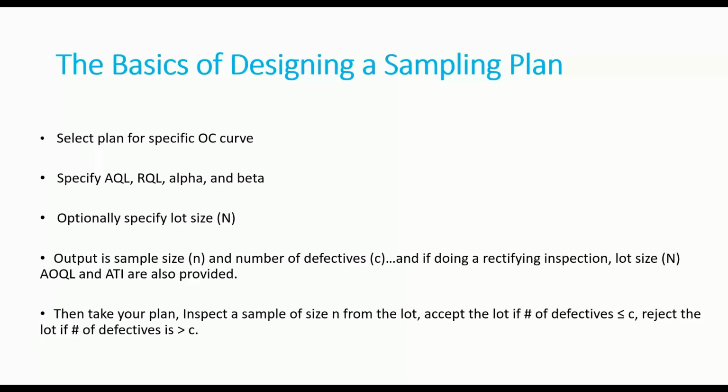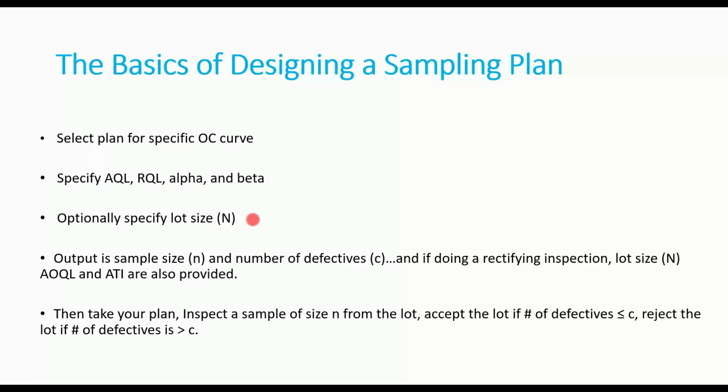Okay. So let's go ahead and look at the basics of designing a sampling plan. What we want to do is select a plan for a specific curve. So when we select the plan, it'll give us the curve in Minitab. We're going to specify our AQL. Here I called it an RQL, right? But that's the LQ, LTPD. We want our alpha, usually 0.05, and our beta, usually 0.1, right? We need to know our lot size. How big is our lot that we're sampling from?